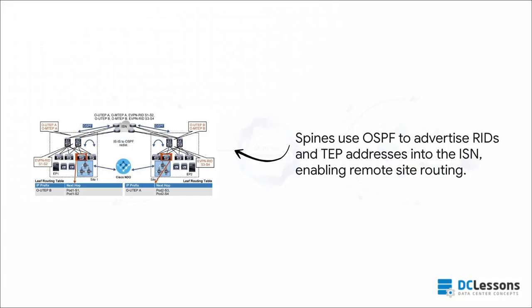So here's where it all clicks together. The spines in Site 1, they use OSPF to shout out their unique EVPN RIDs, and also their shared OUTEP and OMTEP addresses, into the ISN. The ISN routers then pass these routes along over to Site 2. The spines in Site 2 learn these routes, and just like that, they know exactly how to reach the remote site for both unicast and multicast traffic.